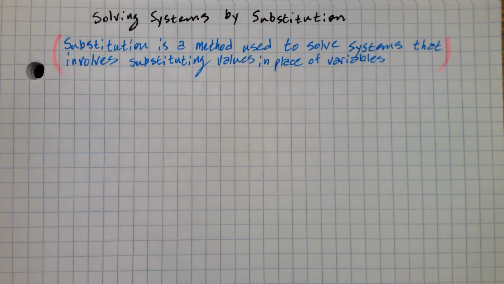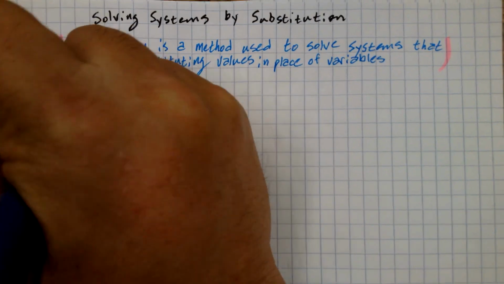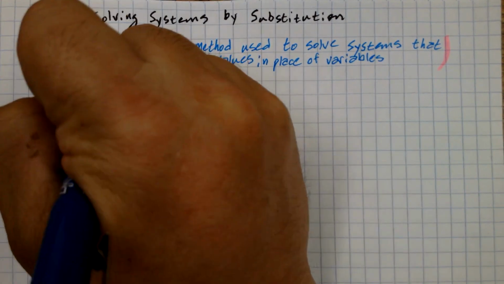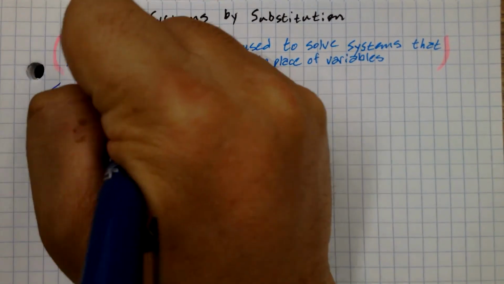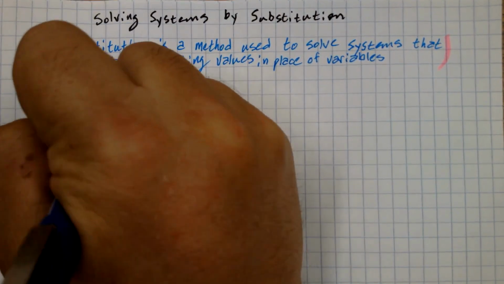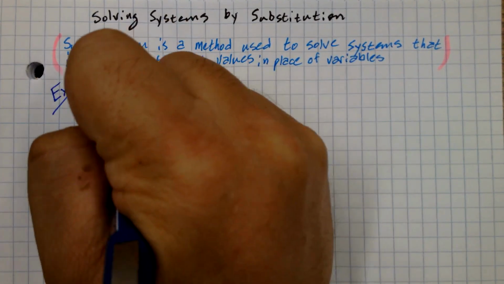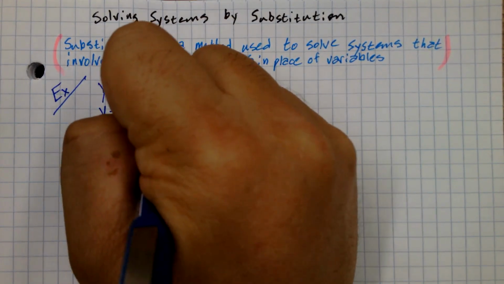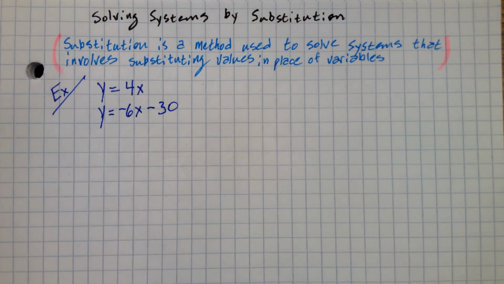Okay. So we'll start off with some easy ones. And we'll do one as an example. Okay. So here we go. Example. Let's say we have something like two equations, y equals 4x. That's our first equation. And y equals negative 6x minus 30. Okay, so we have two equations with x and y.